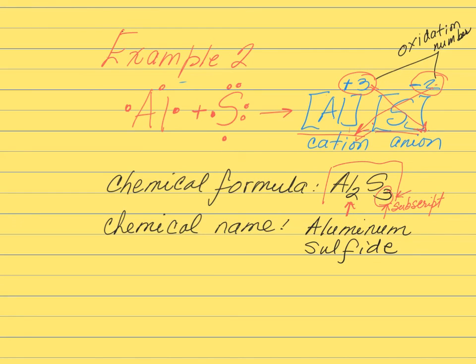How are you going to name this ionic compound? The cation doesn't change the name. What is the name of the cation? Aluminum. For the negative ion or anion, you need to drop the ending of the element's name and then add IDE. The name for this ionic compound is aluminum sulfide.